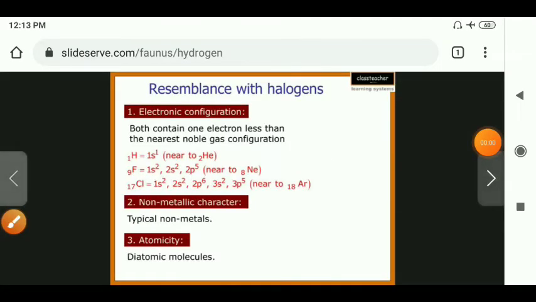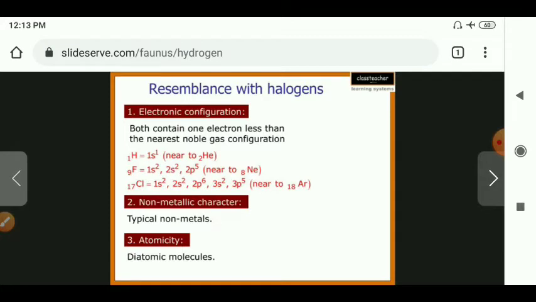Next, the properties resembling the halogens. So, which properties are similar to the halogens? The first is electronic configuration. Both hydrogen and the halogens contain one electron less than the nearest noble gas electronic configuration. For example, hydrogen, atomic number 1. So, what is the electronic configuration? 1s1, just nearest to helium.